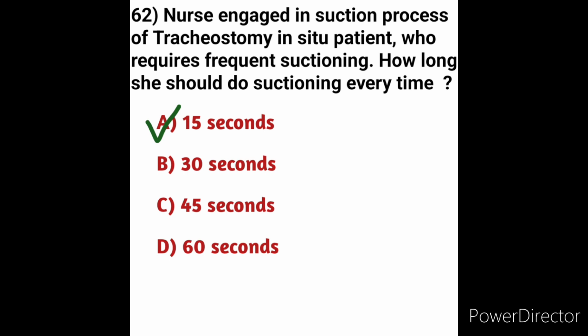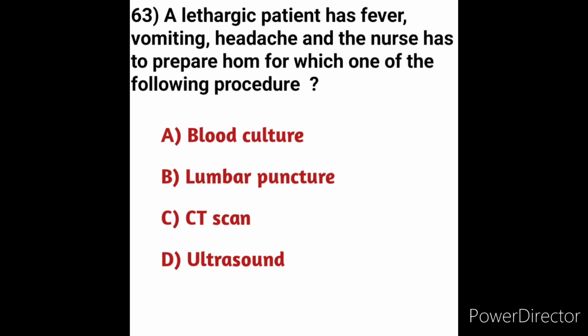Next we will move on to question number 63. A lethargic patient has fever, vomiting and headache, and the nurse has to prepare him for which one of the following procedures? Options: option A, blood culture; option B, lumbar puncture; option C, CT scan; and option D, ultrasound.